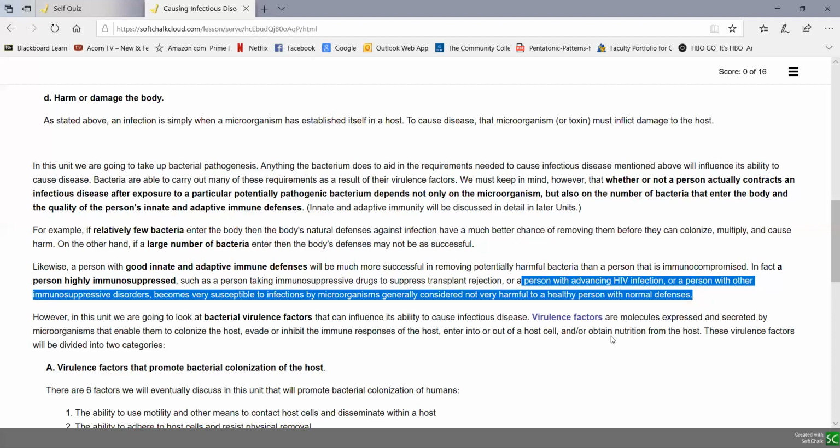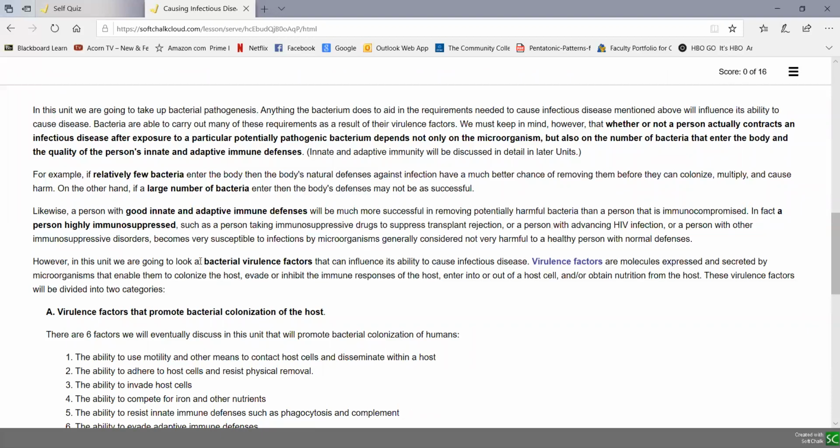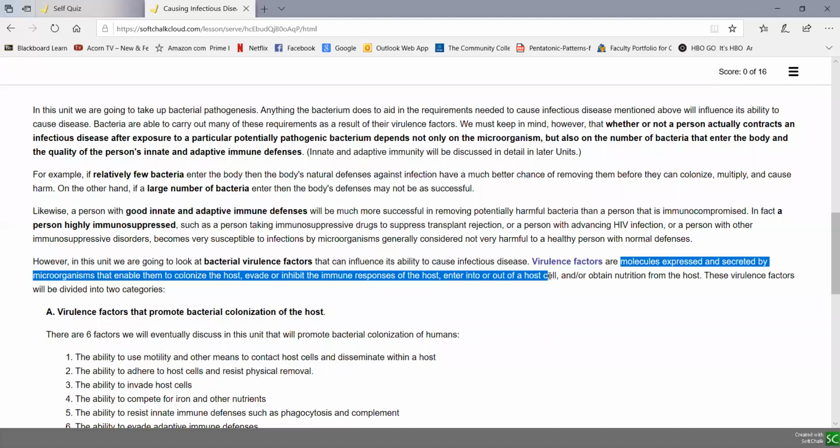So we're going to be looking at bacterial virulence factors in this unit that influence an organism's ability to cause infectious disease. And again, these virulence factors, as we've been saying, are molecules expressed by or secreted by microorganisms that help them to colonize the host, evade or inhibit the immune responses of the host, enter into or out of host cells, and or obtain nutrients from the host.